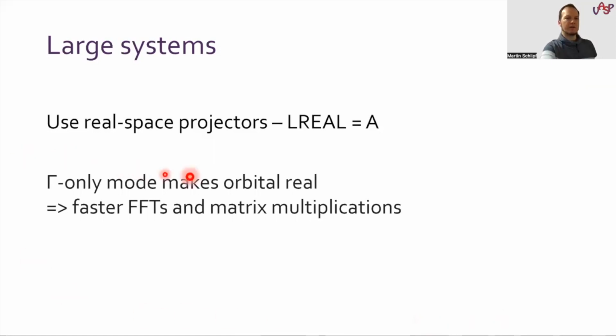Another thing is if you have very large systems, typically you also have very few k-points. If you have only a gamma point calculation, then you can switch to the gamma point mode of the code. This will change the orbitals to be real, and a lot of FFTs and matrix multiplications can then use versions where, since this quantity is real, you can switch from a C-gem to a D-gem, or you can do two FFTs for the price of one. So if you only have a gamma point, then please use this gamma point version.